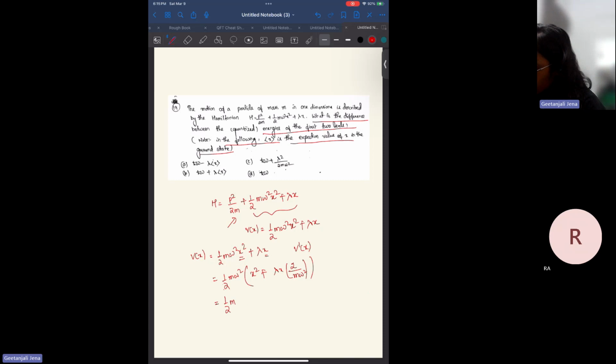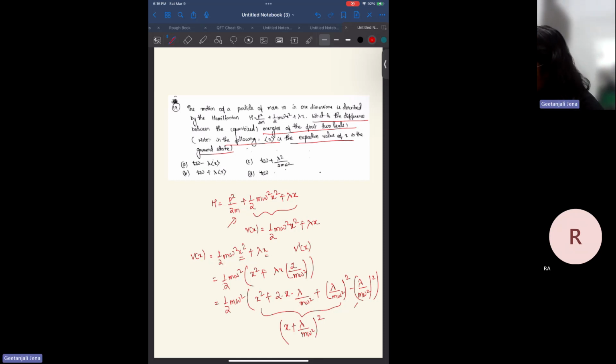So now this one, this is x square, this is 2 times x times a constant, which is lambda by m omega square. So now what you have to do, you have to add a constant, also subtract this constant so that the resultant term is unchanged. So now these three terms, you can write it as (x plus lambda by m omega square) whole square. It is (a plus b) whole square.